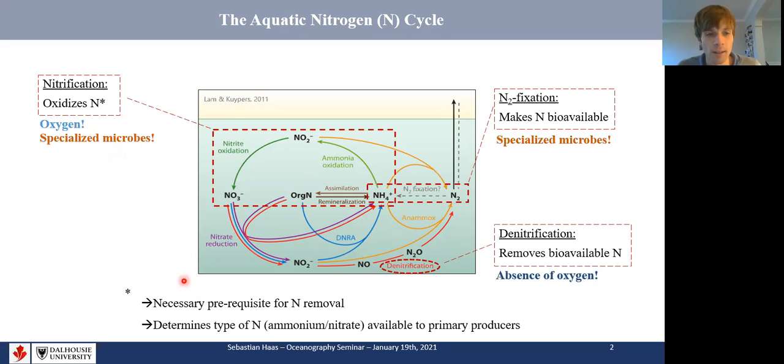Another one, slightly less appreciated generally, is its ability to determine the type of nitrogen in the environment available to primary producers. And we know from literature that the ratio of ammonium to nitrate in the environment can have a big impact on the ecology of phytoplankton, its community composition. And for example, high ratios of ammonium to nitrate, so high ammonium, has been associated with harmful algae blooms and the phytoplankton type that's associated with those.